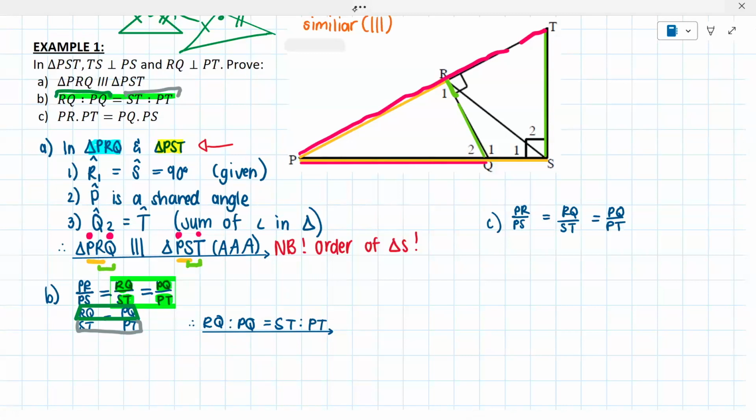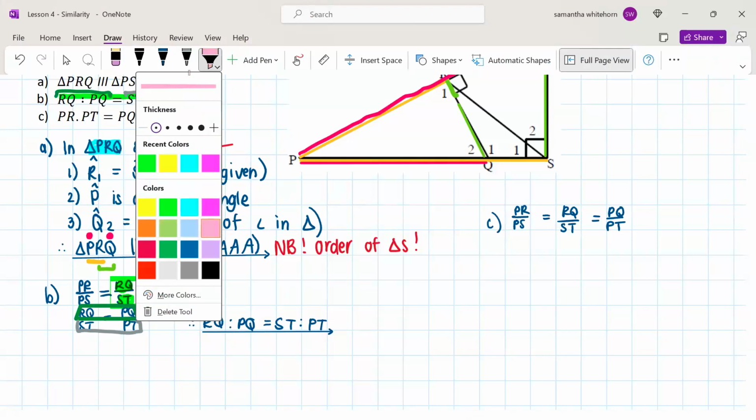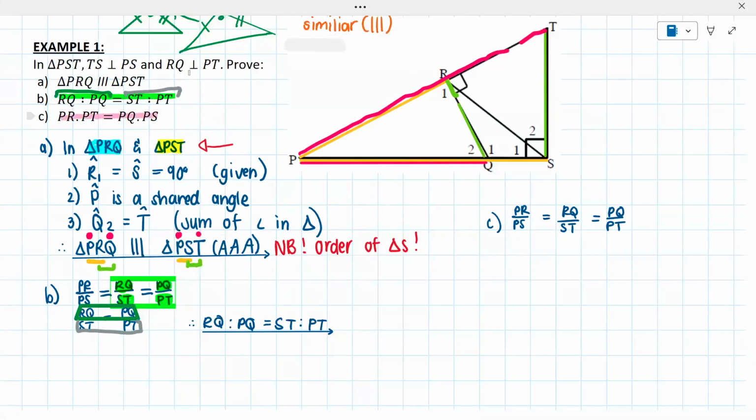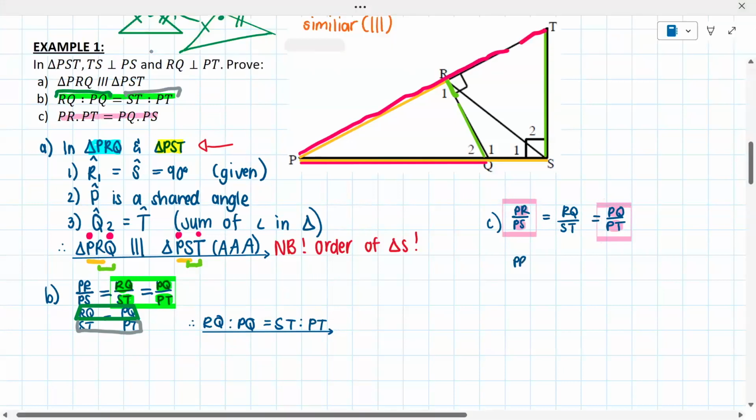And again, we do exactly the same logic. Look at what we want. We want PR and PT equal PQ, PS. Here's PR, here's PT, there's PQ, there's PS. So in this case, I'm actually working with the first and the third fraction. So I take those, PR over PS.